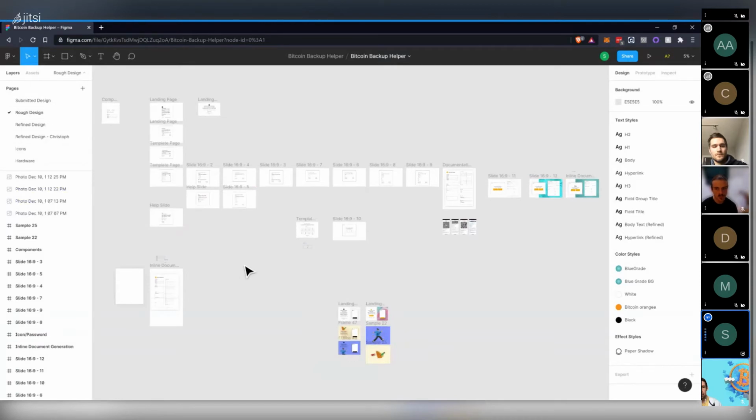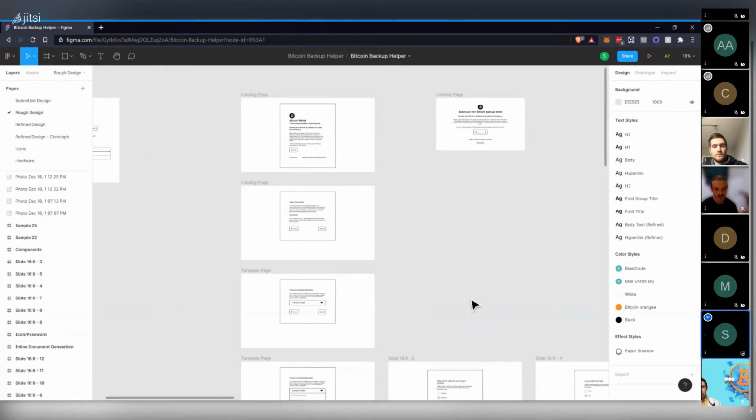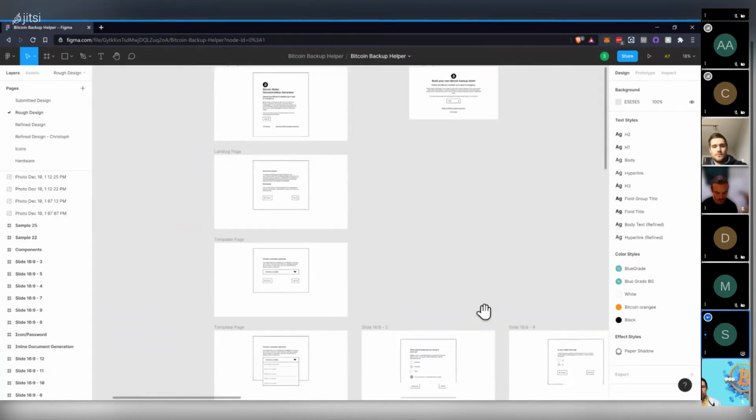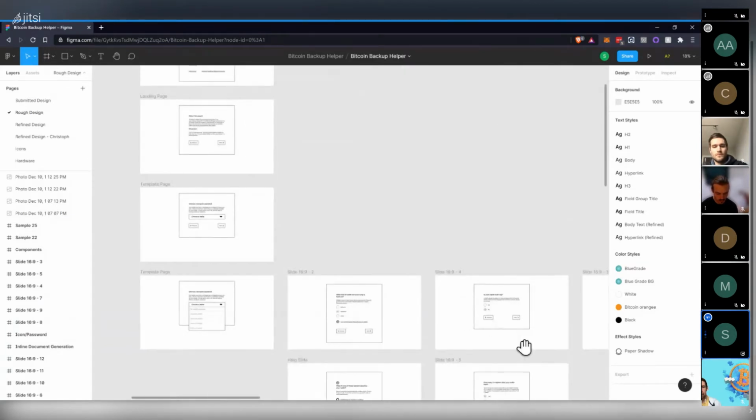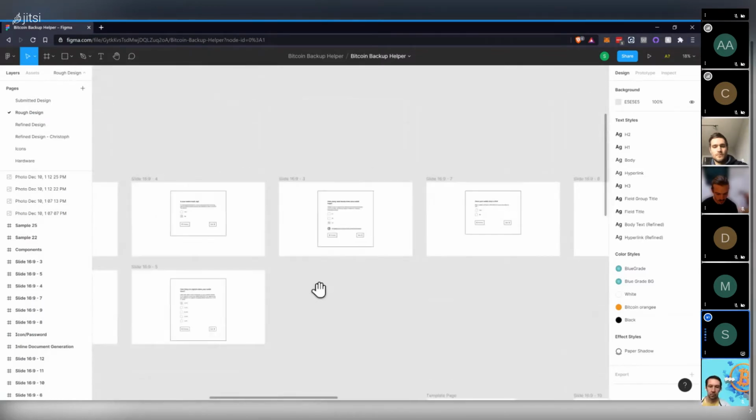I think initially I started off with just a real basic wireframe, just black and white, because my first goal is to really just figure out what kinds of questions we need to ask the user in order to generate a good wallet backup. And then Christoph and I batted around different design directions and stuff like that.